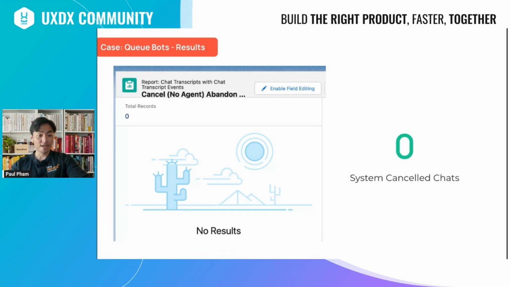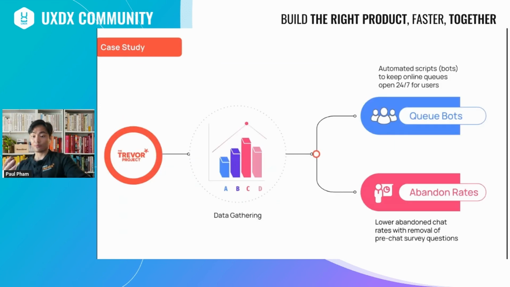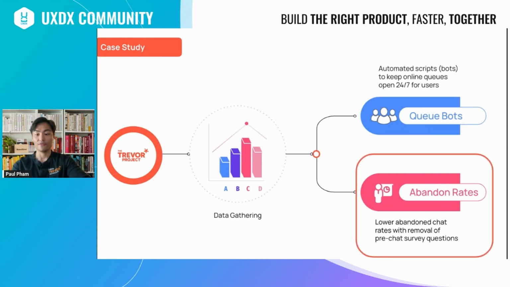And so moving ahead, that was case study number one, where we were able to utilize QBots. Going into our second case study, similarly using metrics with abandoned rates, and how we were able to lower them by reviewing our pre-chat survey questionnaire.